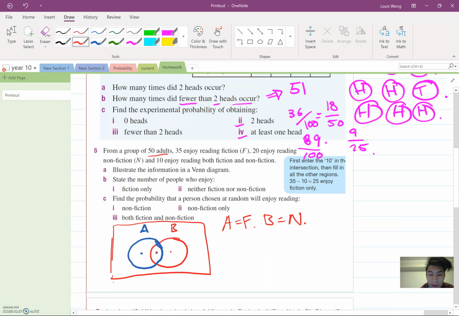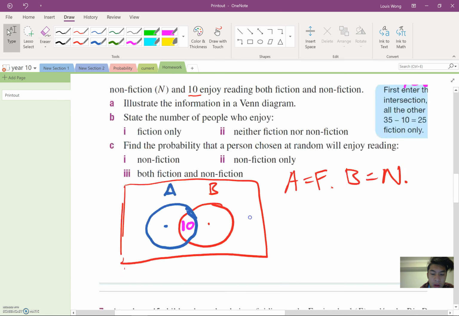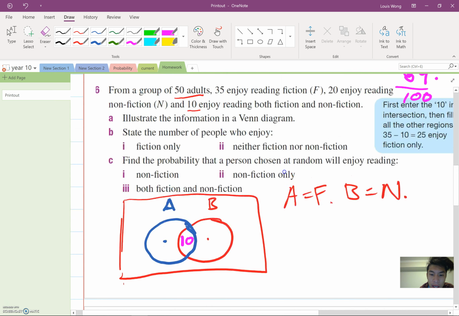However, this last piece of information will solidify everything. It tells me that 10 enjoy reading both fiction and non-fiction. So the number in the middle is going to end up being 10. Okay? 10 of them enjoy reading both.